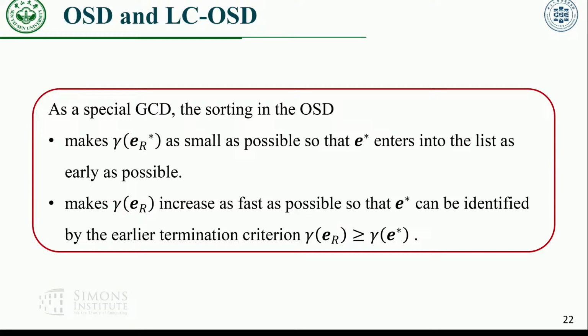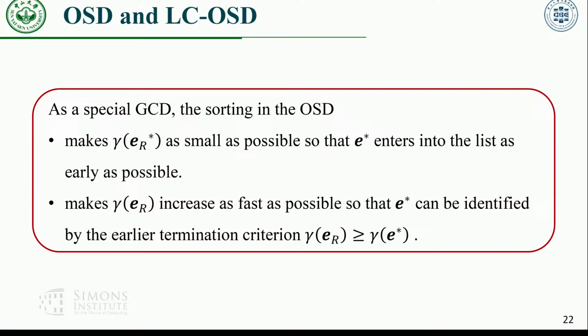My new perspective on the OSD is that the sorting makes gamma ER star as small as possible, so that E star can enter the list as early as possible. If E star is not in the list, you have no way to find the ML code word, right? So we only need gamma ER to increase as fast as possible so that E star can be identified by the early termination criteria.